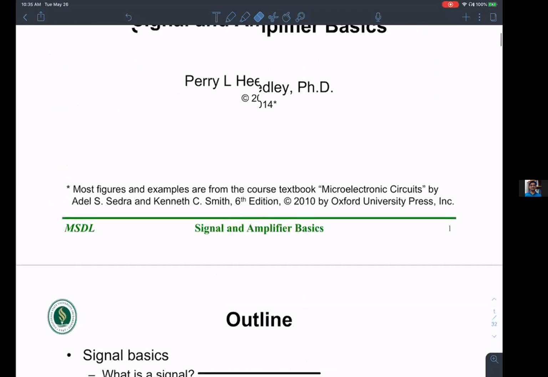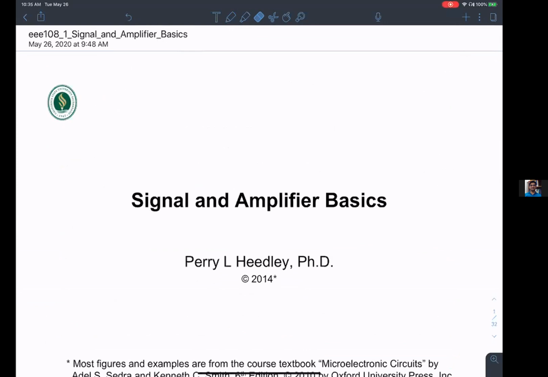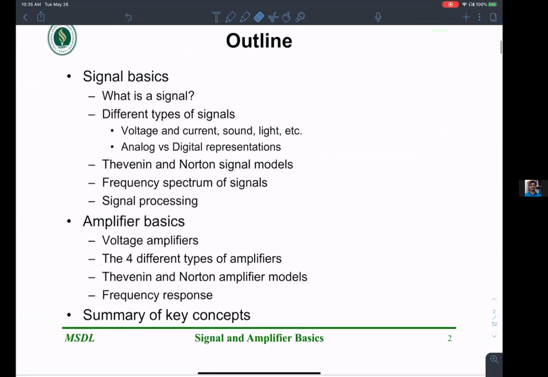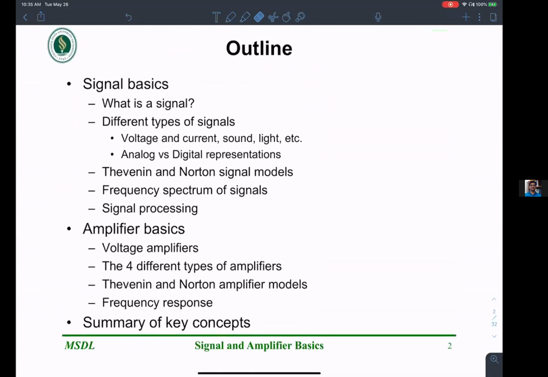Let's start with the basic topics, the signals and amplifier fundamentals. Today, before the end of the day or sometime before the lab time tomorrow, definitely before the lab time tomorrow, you'll have access to 108L as well. Here is the outline of the lecture, and by the way, all of this is available on videos as well. Here is an outline of the topics.